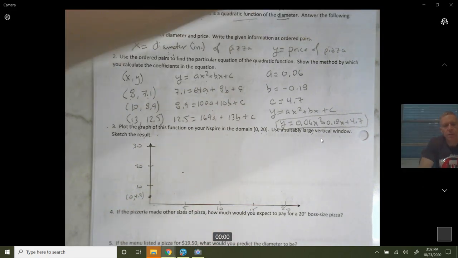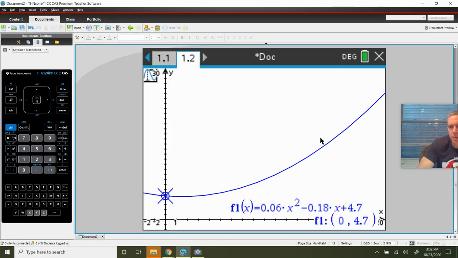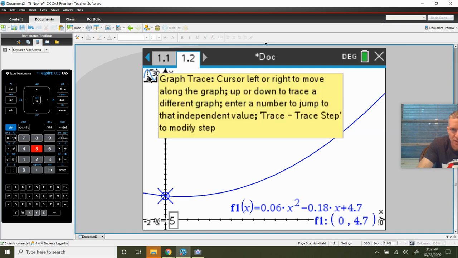Okay. Now let's go back. You can plug in other values. Maybe you want to plug in every 5. So you can type 5, hit enter. We're still in trace mode. Notice this thing up here tells you you're in trace mode.